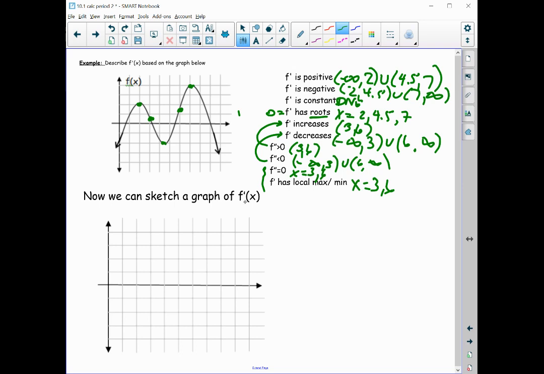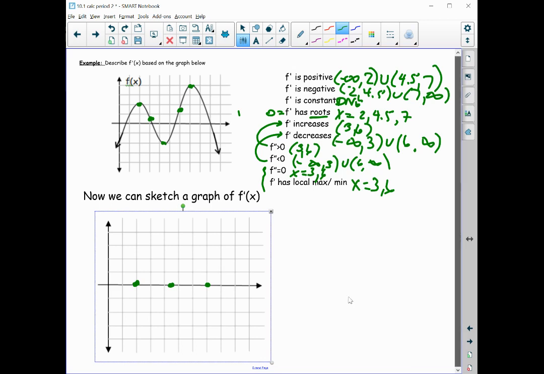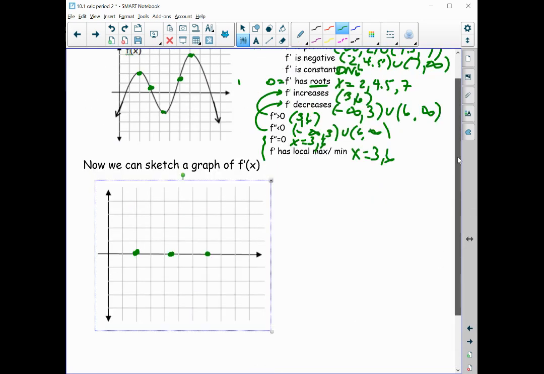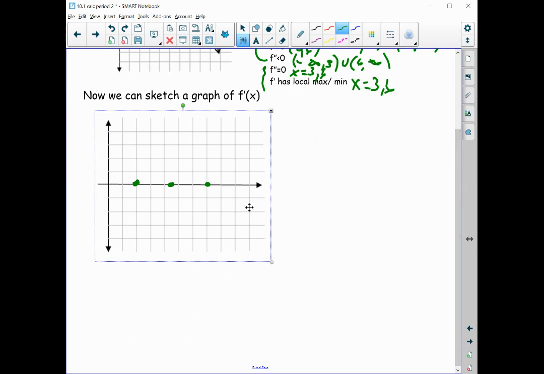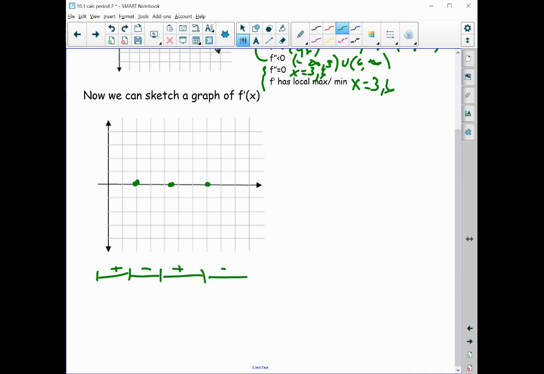Okay, so now if I wanted to sketch f prime of x, I totally could. All right, so what I would do first is I would sketch my roots. I have roots at 2, 4.5, and 7. Now the other things I'm going to know here is I'm going to make some notes to myself at the bottom just to help me. I know that f prime is positive from here to here. So from here to here, we're positive. And then from 2 to 4.5, we're negative. From 4.5 to 7, we're positive. From 7 to infinity, we're negative.